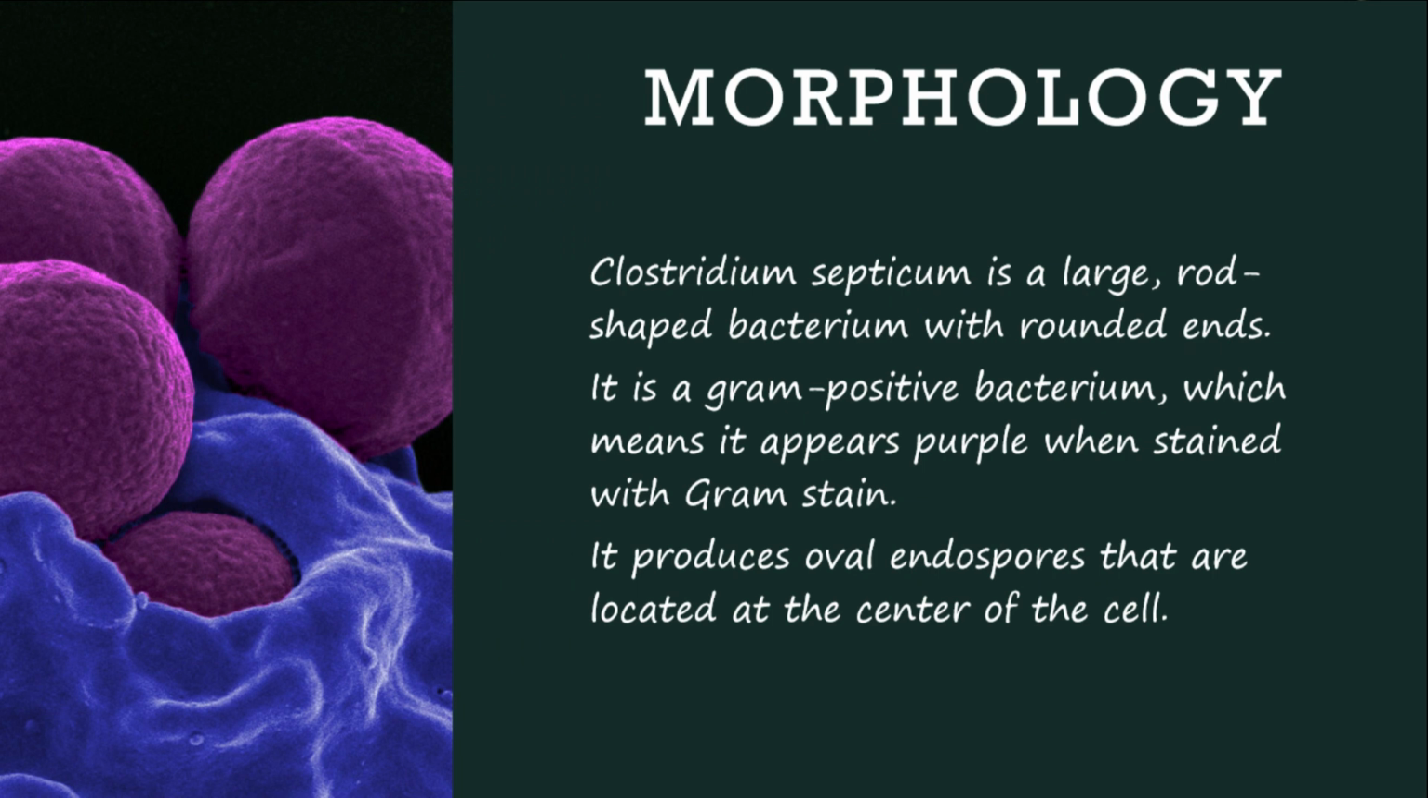Clostridium septicum is a large, rod-shaped bacterium with rounded ends. It is a gram-positive bacterium, which means it appears purple when stained with gram stain. It produces oval endospores that are located at the center of the cell.